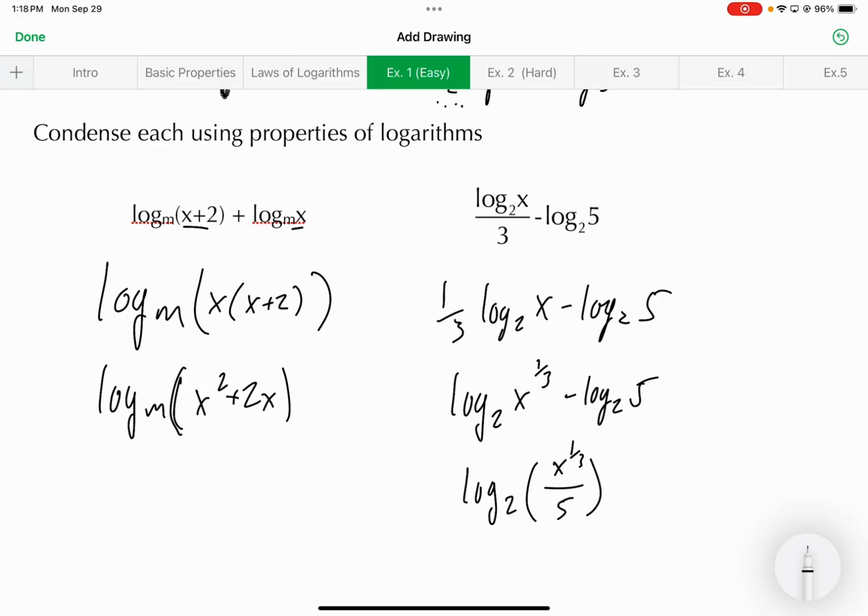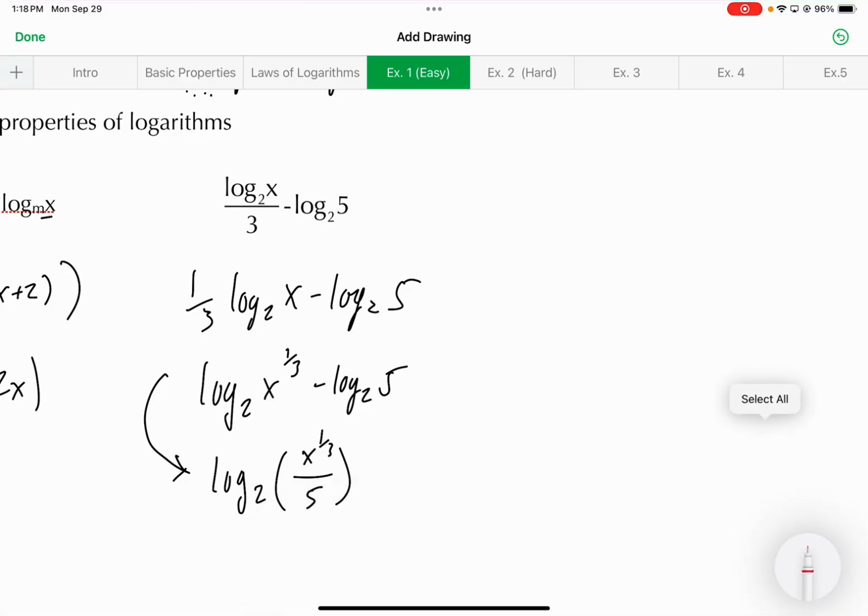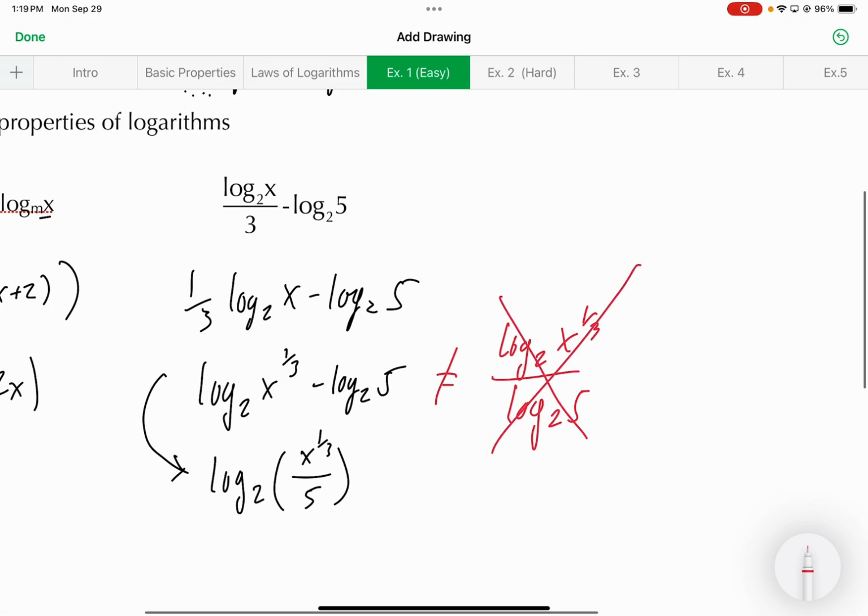One of the most common mistakes that I see pre-calc kids make is from this step here to here. Do not do this. I'm going to write it in red pen. Do not do log base 2 of x to the 1/3 over log base 2 of 5. Yes, you divided two things by each other, but that's not right. It has to be log of one fraction, okay? So this is no bueno. Do not do that. Do the other one. The other one is right. Log base 2 of a fraction, okay?